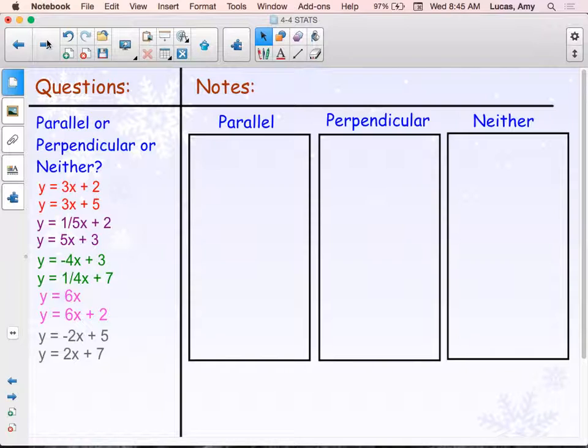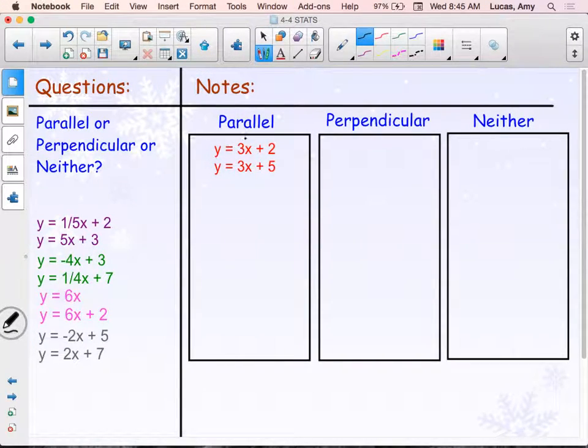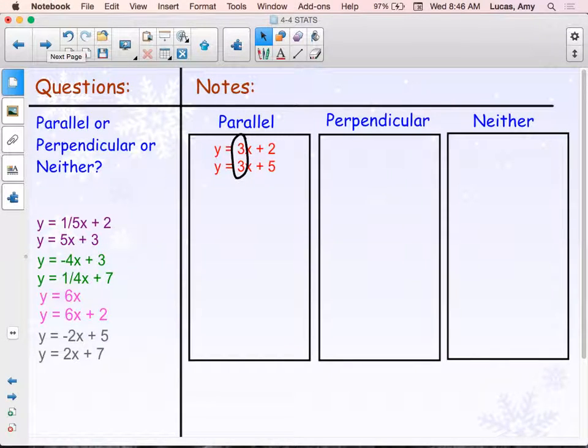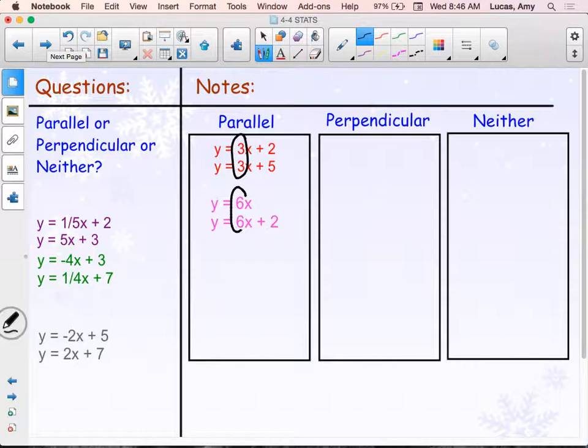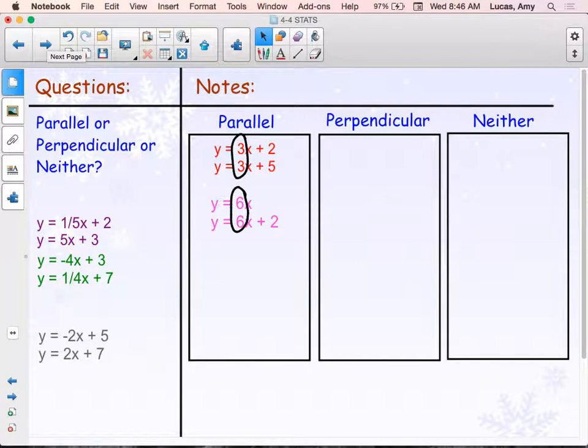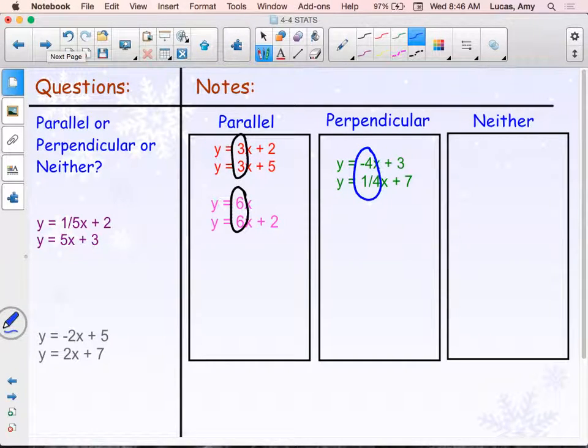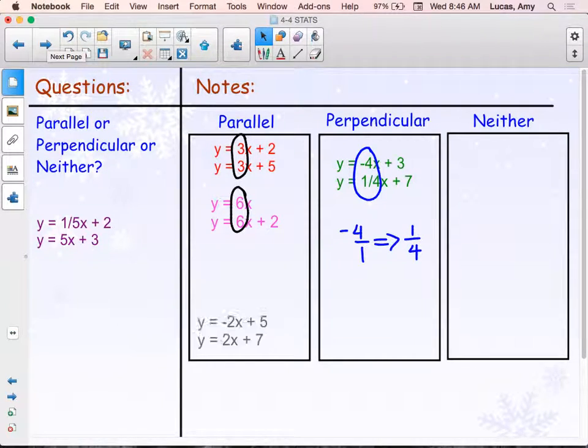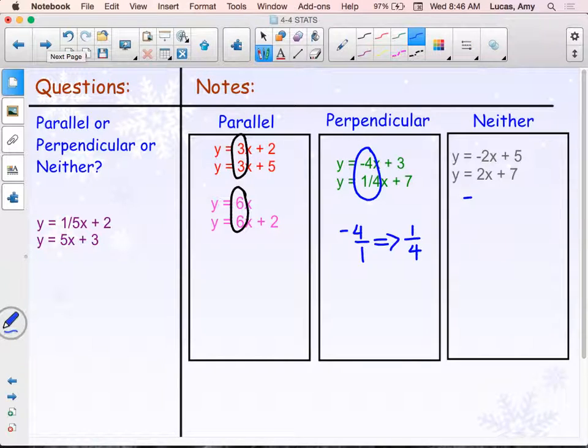This is a click and drag with some systems of equations. I'm going to look for parallel first. These slopes stay the same, so it's parallel. And these slopes stay the same, so it's parallel. Next, I'm going to look for perpendicular, so it has to flip and change. This is the only one with slopes that flip and change signs. These other two, negative 2/1 compared to positive 2/1, it didn't flip, so it's neither.